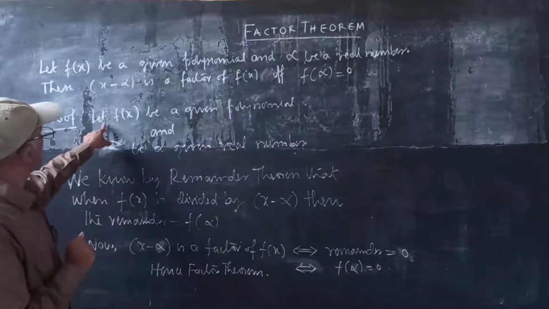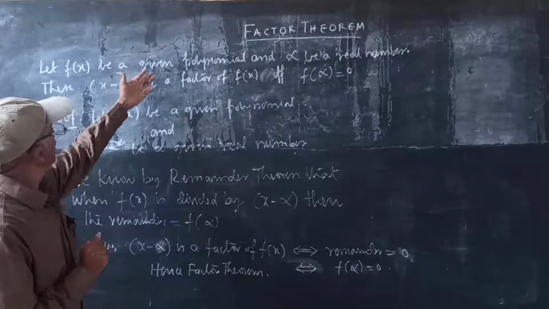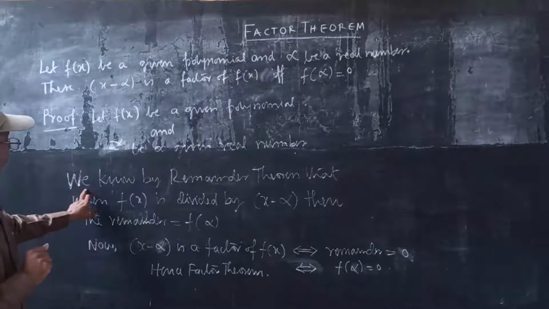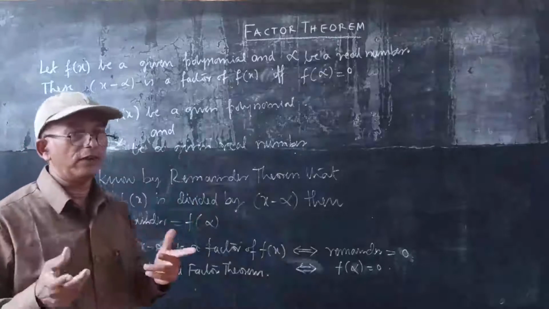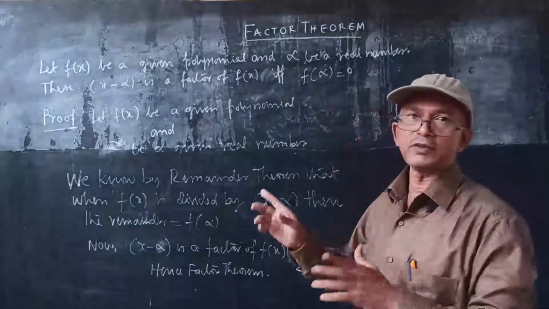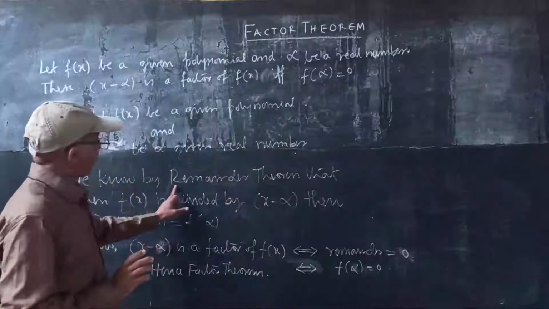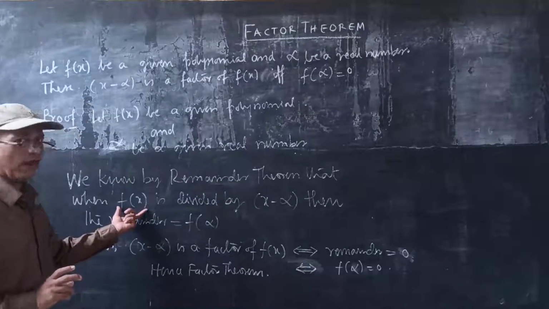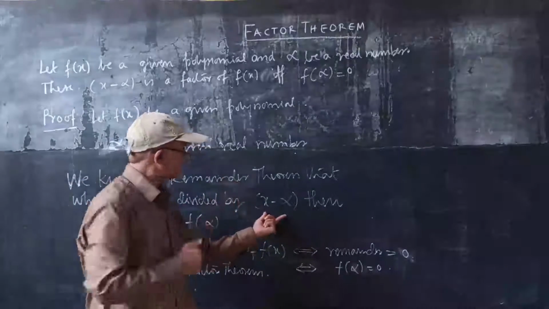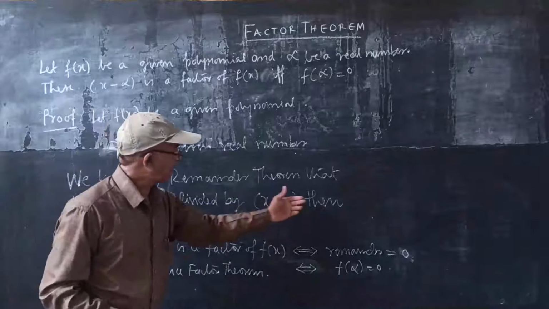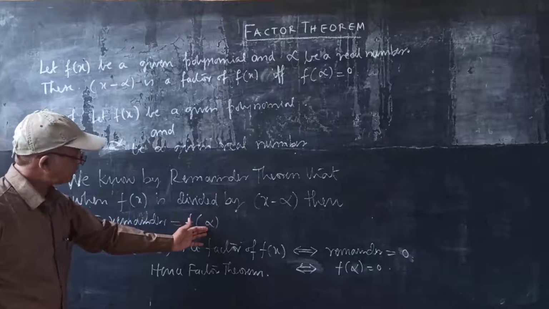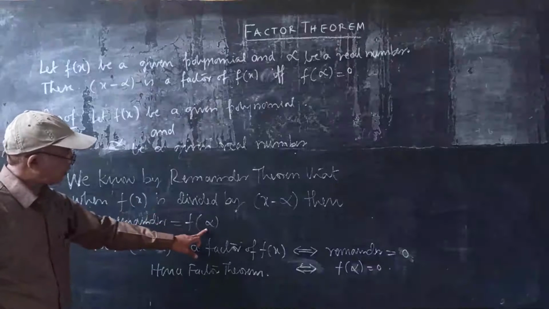Proof. Let f(x) be a given polynomial and alpha be a real number. This is given data. So we know by the remainder theorem, that means we already learned the remainder theorem, and now we are using the remainder theorem to prove the factor theorem. So we know by the remainder theorem that when a polynomial f(x) is divided by x minus alpha, one more polynomial, you can call it g(x), then we get the remainder is equal to f of alpha, that is, the value of the polynomial at x is equal to alpha.